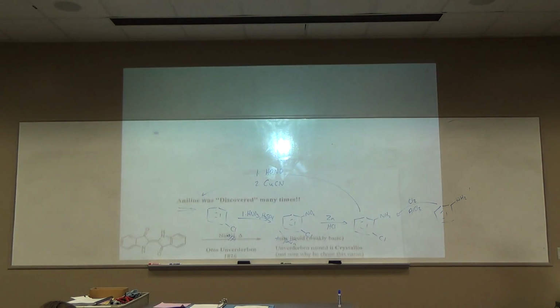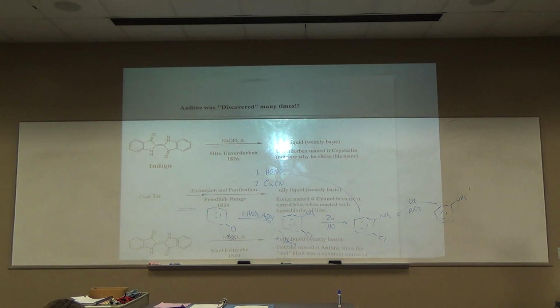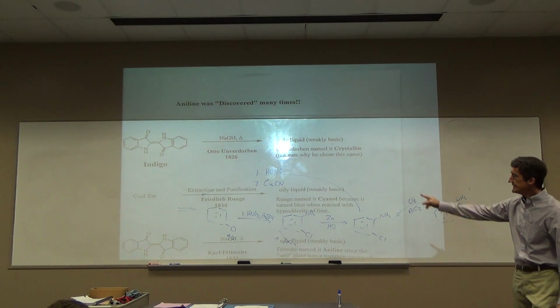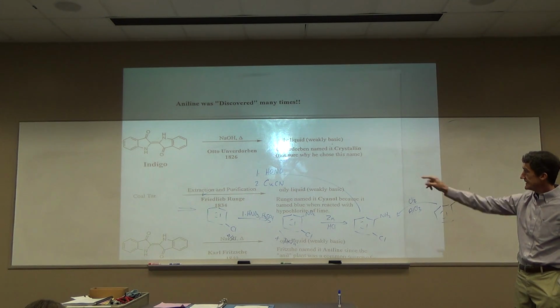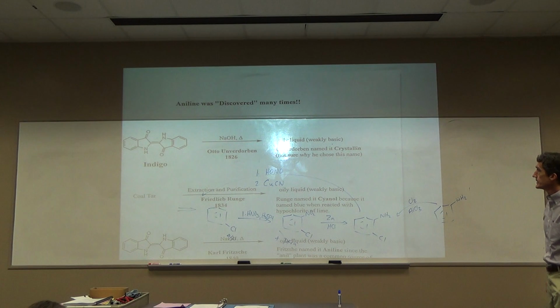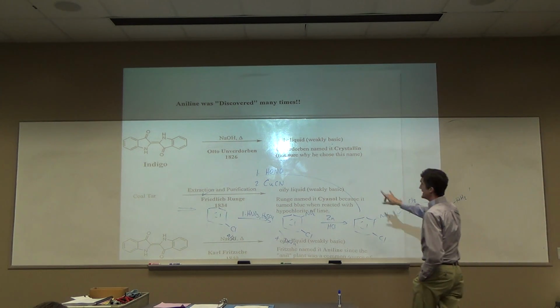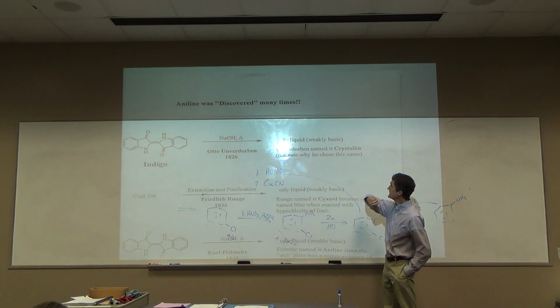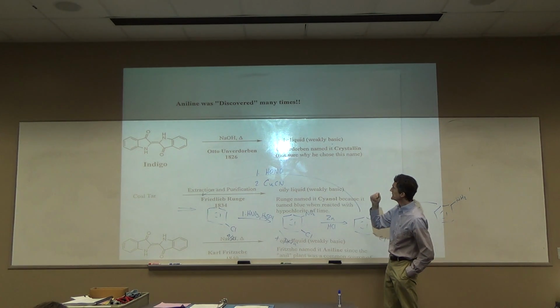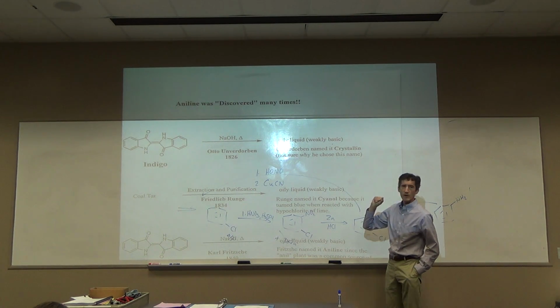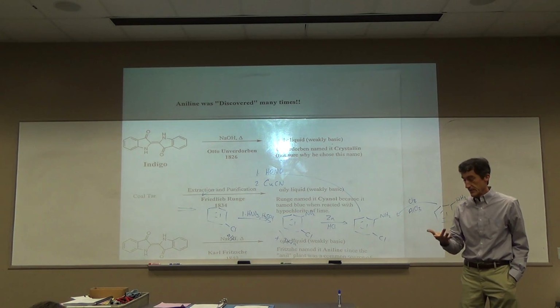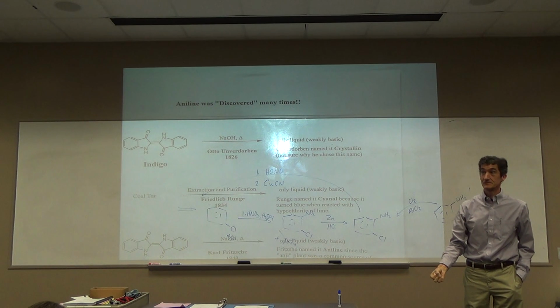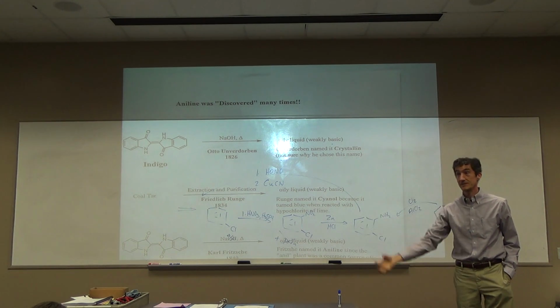Aniline was discovered many times. You know the story of that? In 1826, Professor Unverdorben reacted indigo, a natural product, with sodium hydroxide and got an oily liquid. Indigo is a solid. The oily liquid had weakly basic properties. They didn't know what this was. They didn't know what a double bond was in 1826. They didn't know the structure of benzene. All he knew was, I have an oily liquid. This is not indigo. What did I make here?